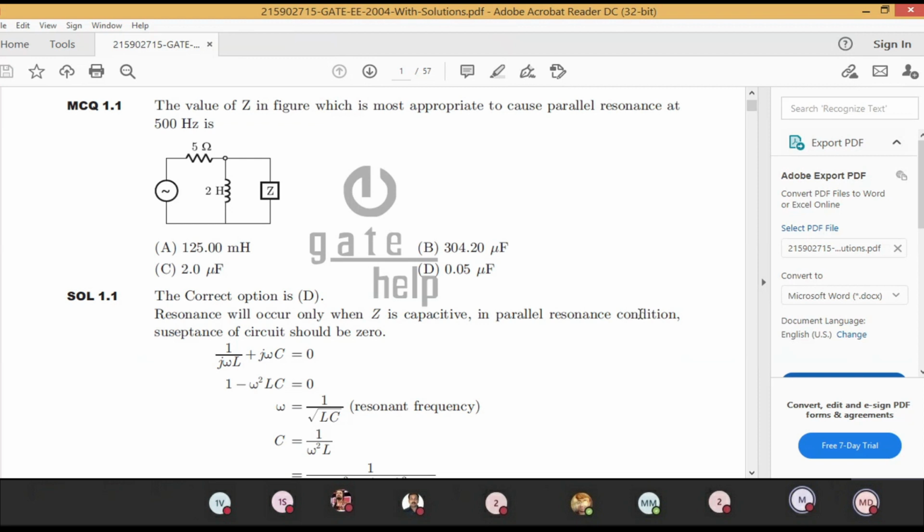Kindly understand, students, for a parallel circuit, susceptance must be 0. For a series circuit, inductive reactance should be equal to capacitive reactance. Kindly understand these variations. From this you can easily find that the choice is 0.05 microfarads.